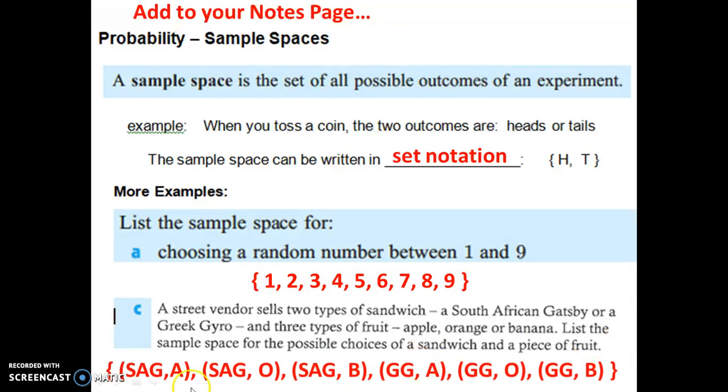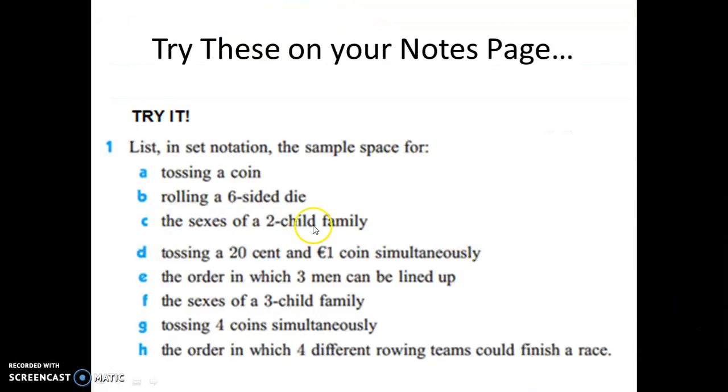Well, here's a sample space for that. Here's our bracket with the squiggly brackets showing that this is the set of all the possibilities. One of the possible outcomes is the South African Gatsby and an apple. Another one is that same sandwich and an orange. Another thing that could happen is selling that sandwich and a banana. And then over here, now we have the Greek hero sandwich with an apple, the Greek hero with an orange, and so we have 6 things in the sample space. All right, try these then on your notes page. Find the sample space, or write the sample space for each of these, and let's give it a try now.